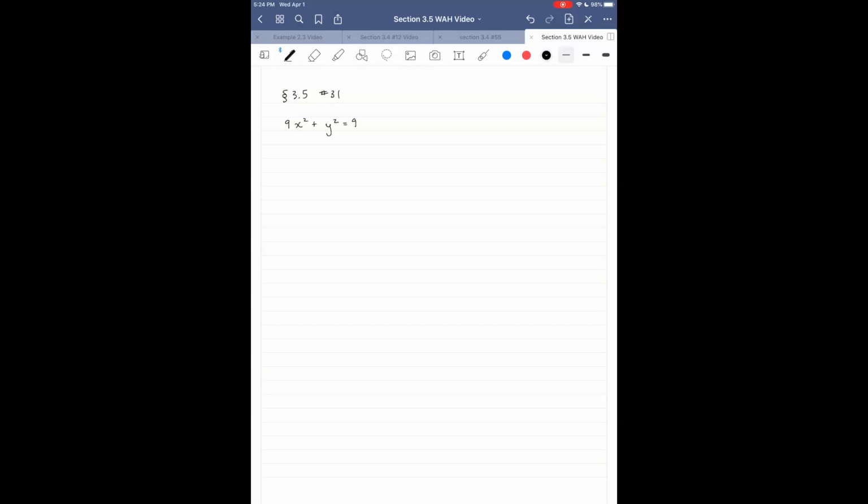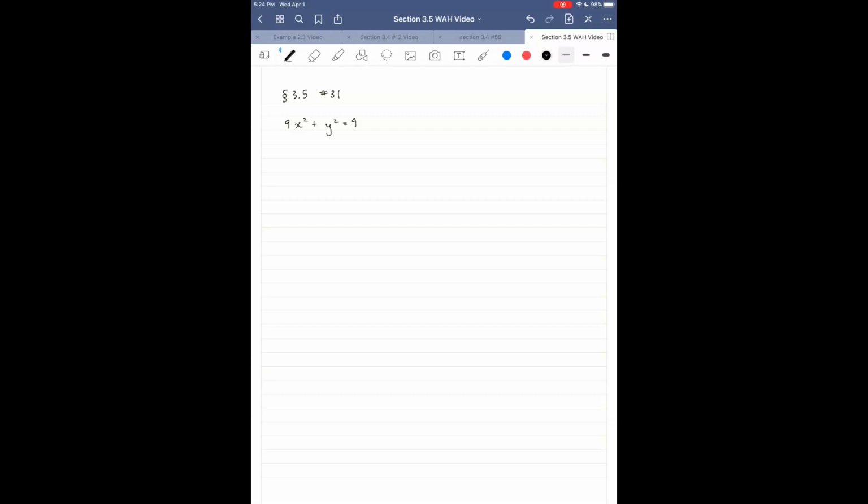And now, section 3.5, number 31, and the directions are to find y double prime by implicit differentiation. So that requires that we first find y prime, and then find the derivative of y prime. Because they use the prime notation, I'll do the same. This is a case where we actually could solve for y in terms of x.